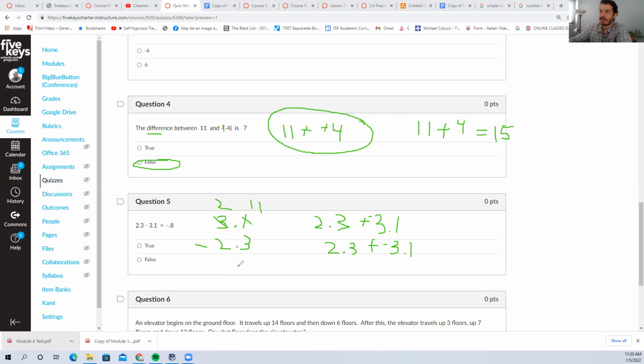And I'm going to end up with 0.8. Now, which one has a bigger absolute value? The 2.3 or the 3.1, which is further from 0? The 3.1 is, and what's the sign on 3.1? It's negative. So the answer is going to be negative. The 3.1 won the war, right? It had a more absolute value. Okay, so yeah, that works for me. Question number 5 is true. Okay.